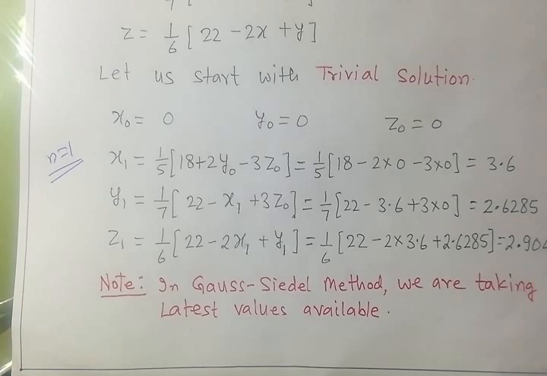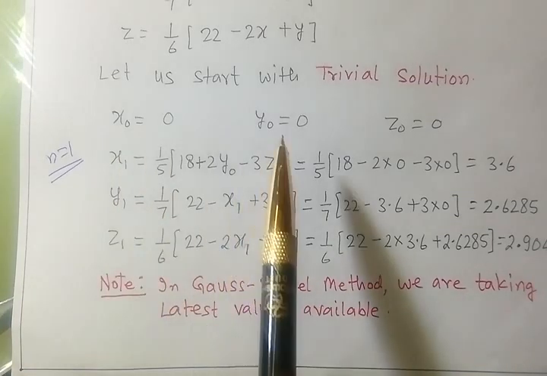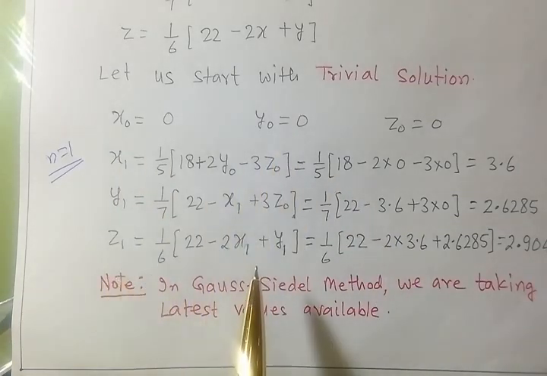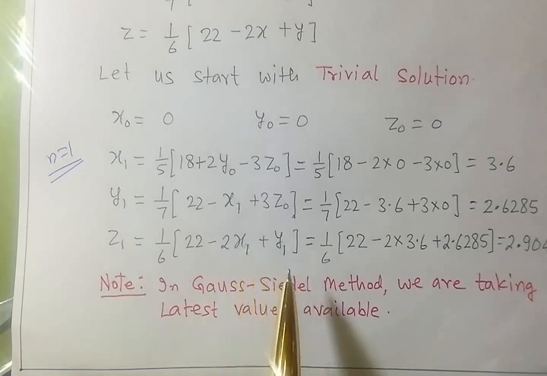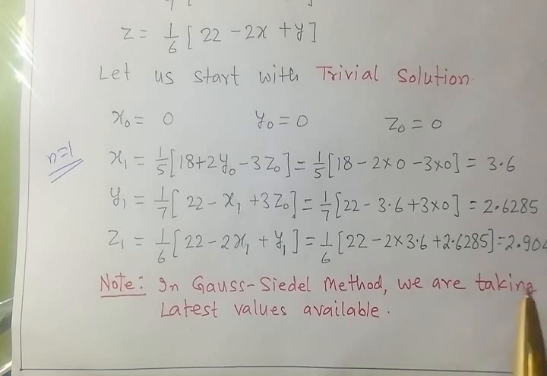Now x1 is known to you, y1 is known to you. That means x0 and y0 are the old values, they will not be considered. So for z1, we will be considering x1 and y1. Substituting x1 here, y1 here, and calculating, we get the answer as 2.9047. The same thing which I have just explained is given as a note here. In the Gauss Seidel method, we are taking the latest values.